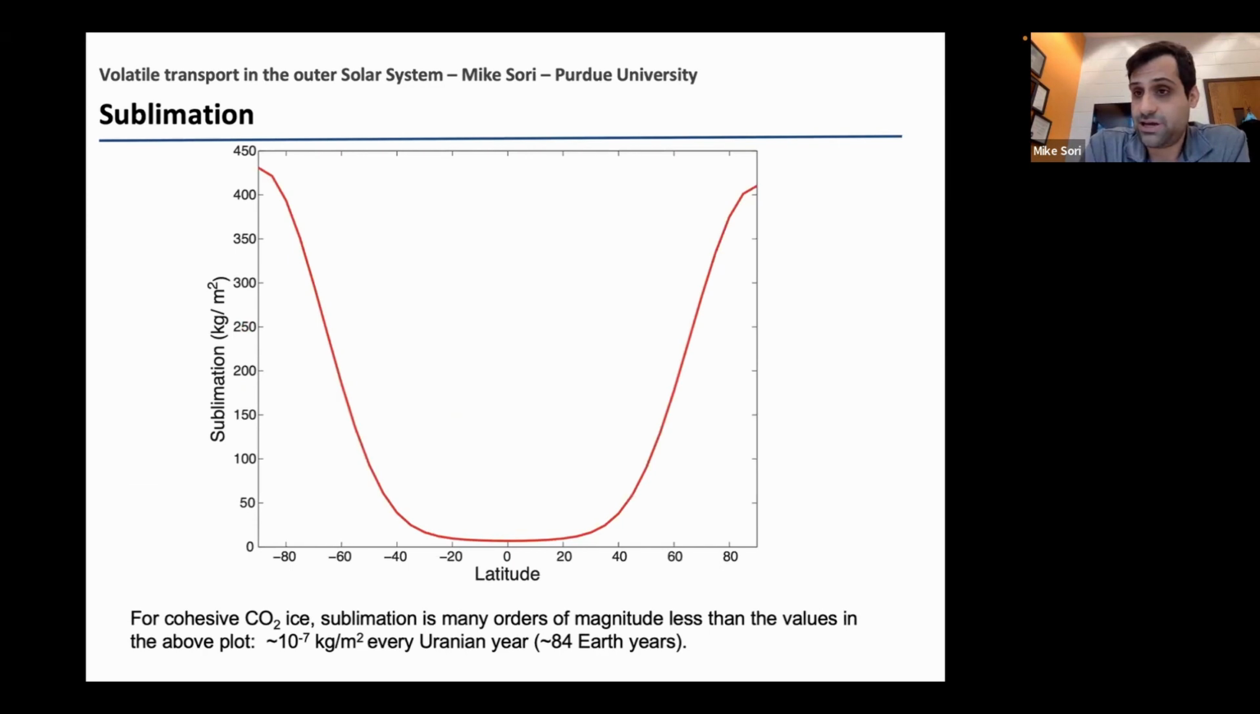Translating that to sublimation, this is sublimation throughout a Uranian year for the case of the porous dark regolith. This is what the sublimation calculation looks like. You get high sublimation throughout a year at the poles. Almost all of that comes from the summers, and relatively low sublimation at the lower latitudes at the equator. If you get bright CO2 ice that's cohesive with a high thermal inertia, that value is orders of magnitude less than anything on this plot, and you can get that stable for pretty long geological timescales.